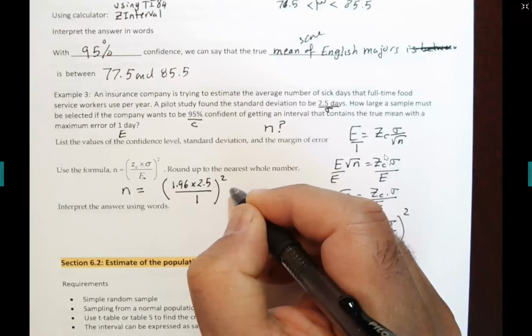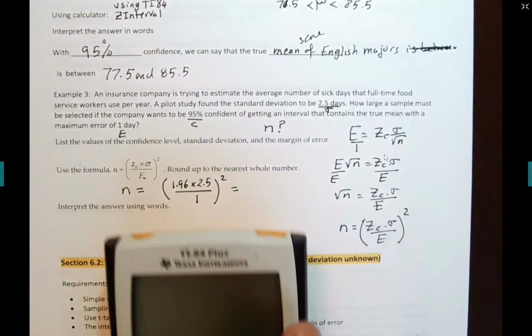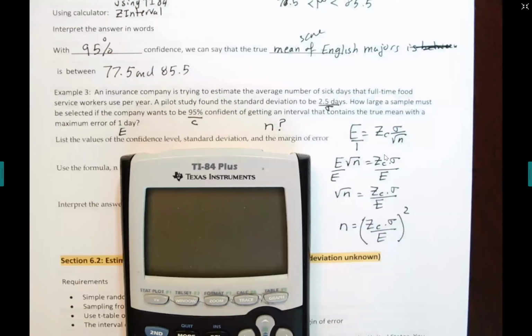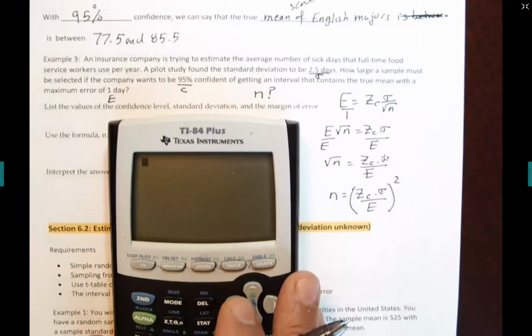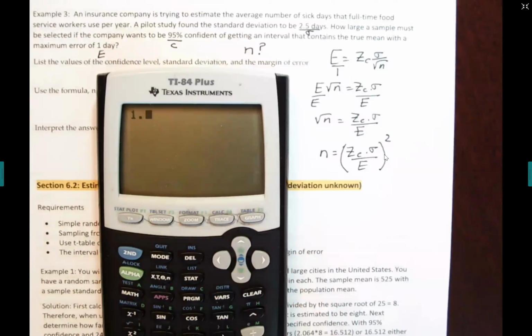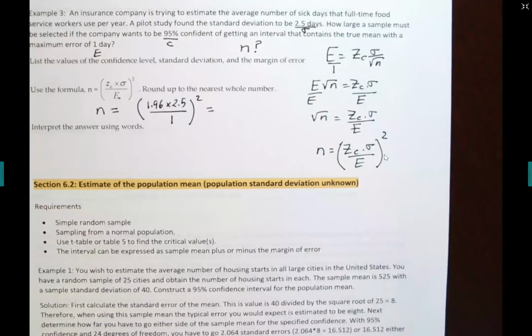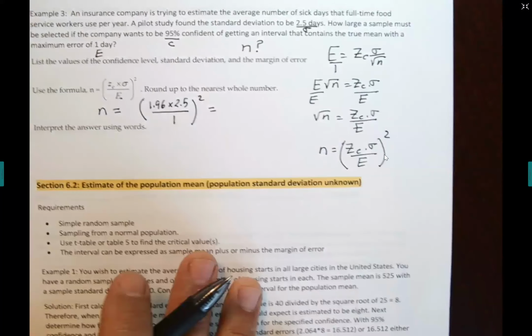So just let's do the calculator. Don't forget to square. The mainly common issue that I have with students when they find the sample sizes, they forget to square when they use the formula. So 1.96 times 2.5. Okay, and now we need to square it. Okay, 24.01. What do you think the sample size? Remember, the sample size is a whole number. So what's the sample size?